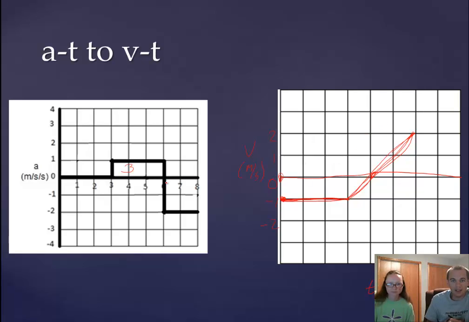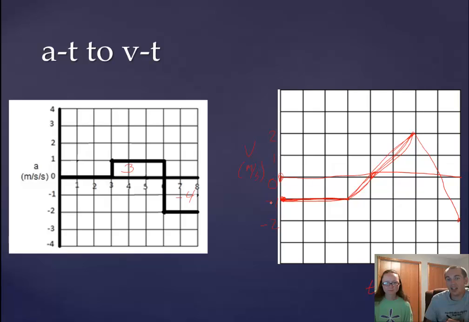And then finally, my acceleration is -2 meters per second squared, so it changed by -4. So I'm going to drop down 1, 2, 3, 4 spaces in 2 seconds. And so we end up going a little bit faster than we started, in the same direction we started.